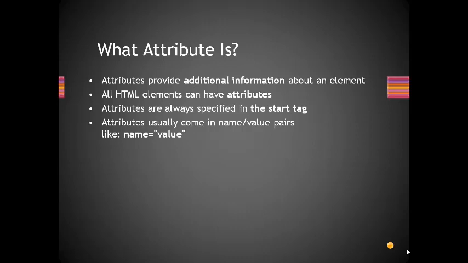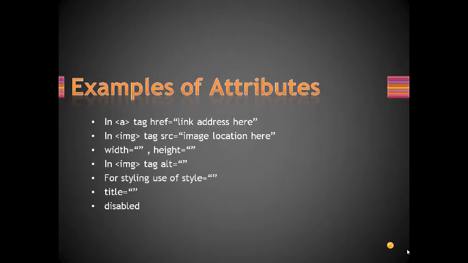Attributes are always specified in the start tag. You do not have to put an attribute in the end tag. Attributes usually come in name-value pairs. You have to first specify the name of an attribute and then its value. Here are examples of attributes.